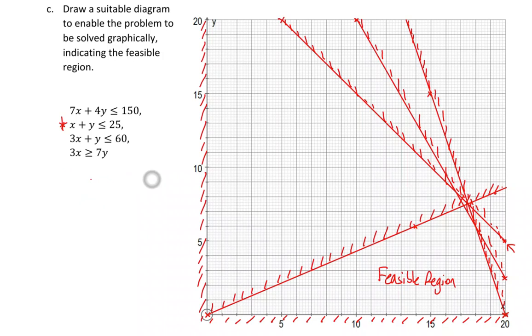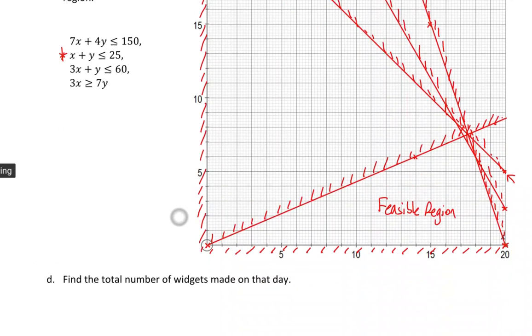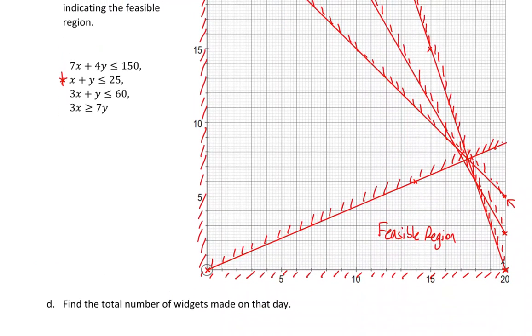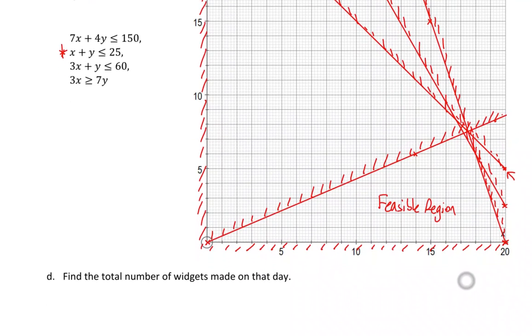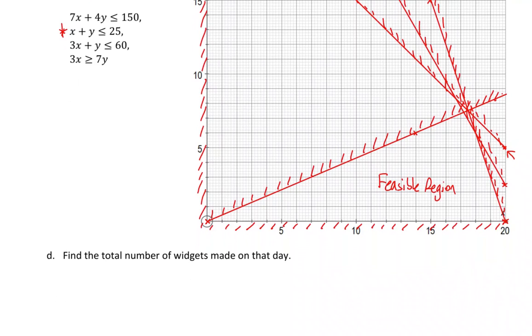Right. So the last bit of this question is find the total number of widgets made on that day. Okay, so the total number of widgets, let's call it n, is going to be equal to x plus y plus z. That's your total number of widgets. But remember, z was equal to x. So actually, this is x plus y plus x. So our objective to maximize is the 2x plus y.